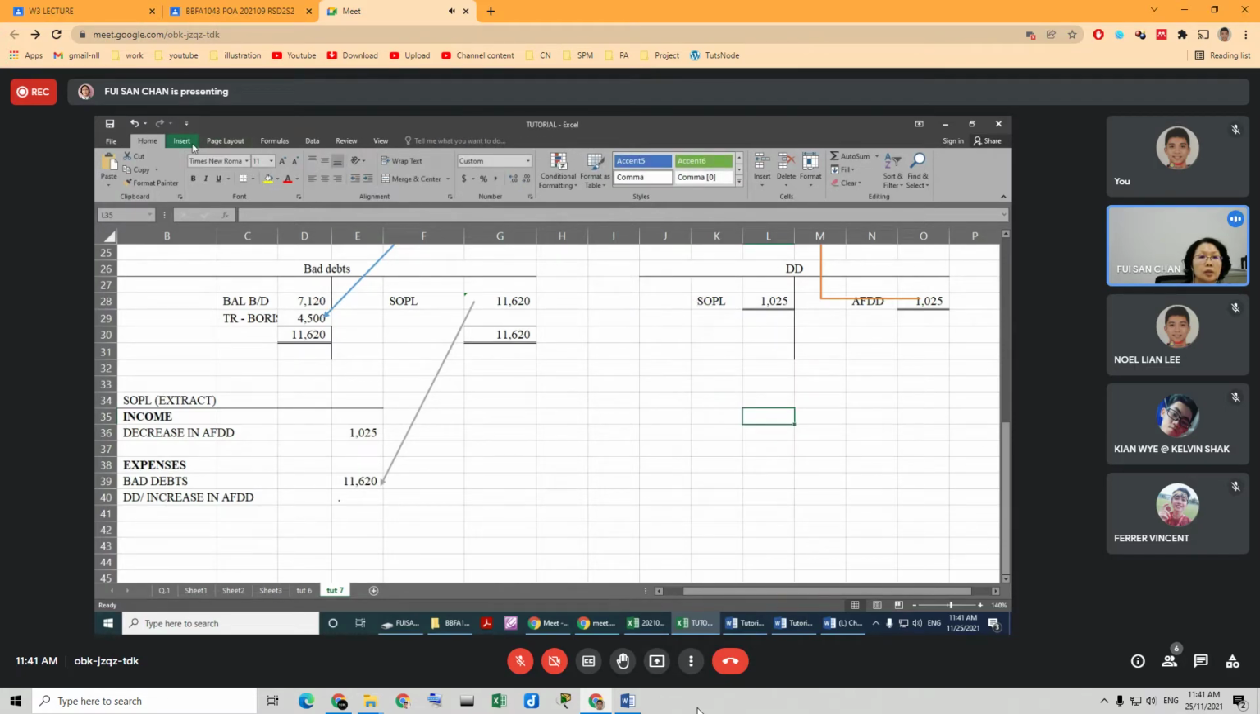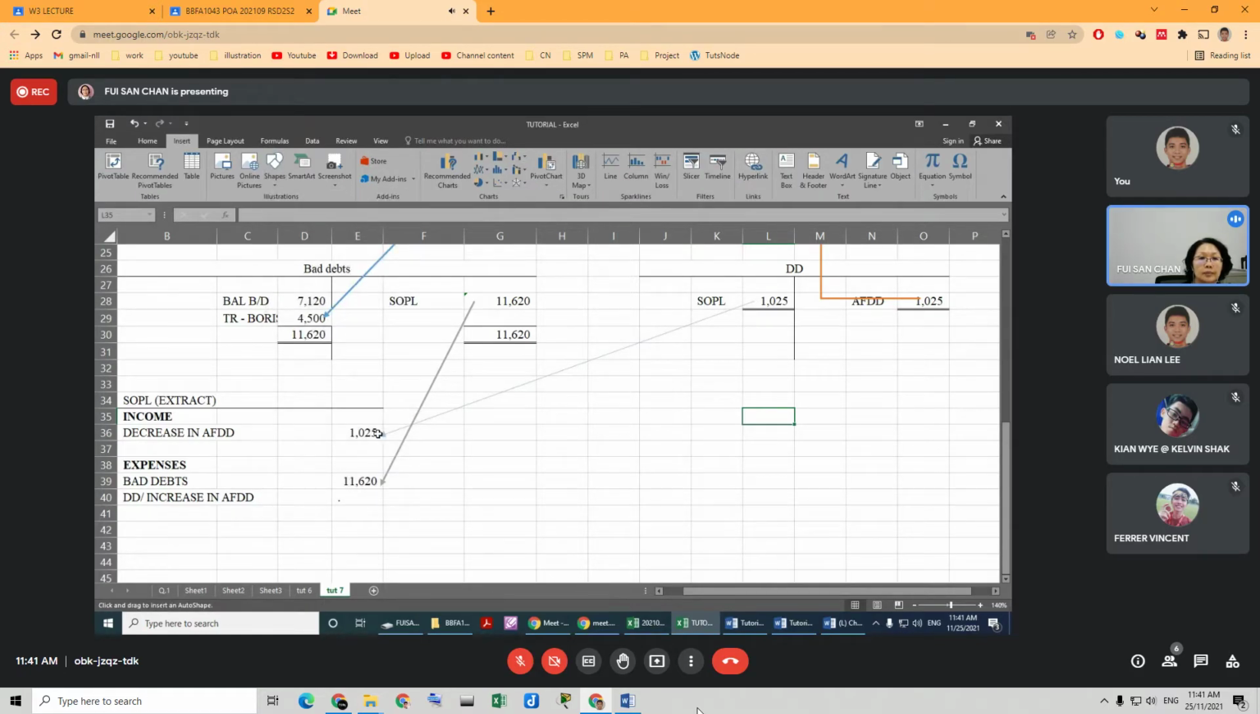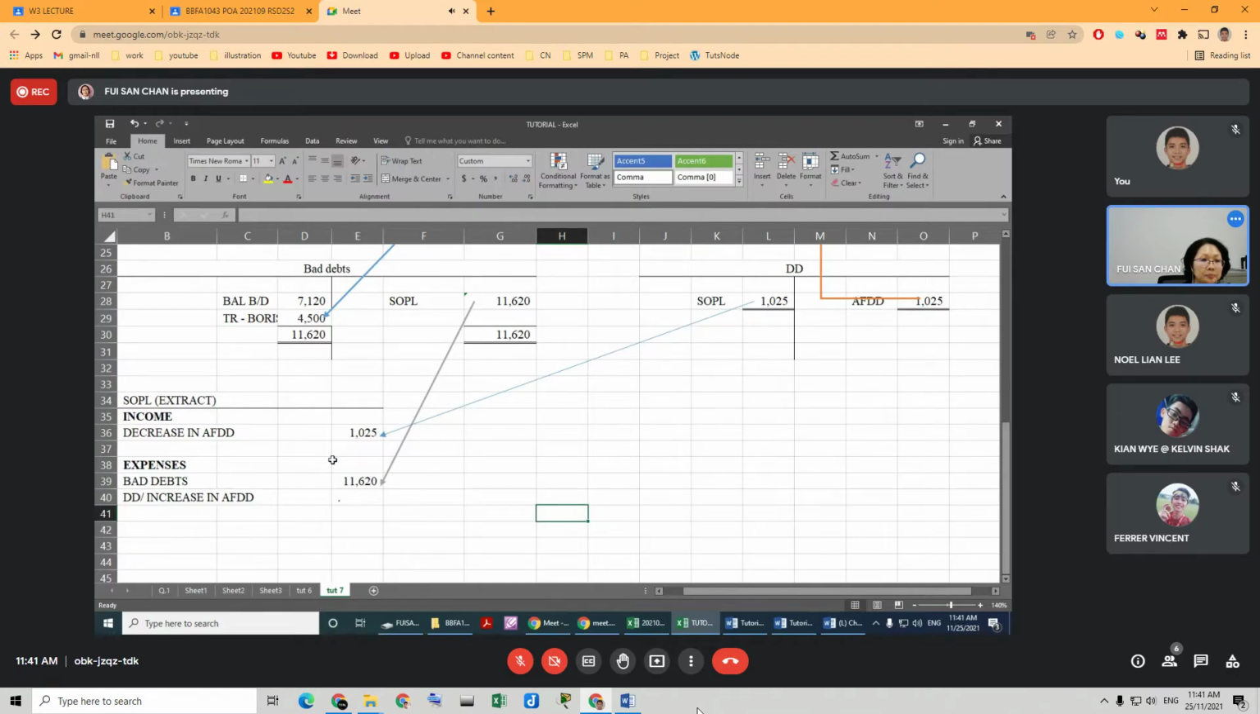The decrease is actually here, right? Decrease is an income. That's okay. So this one don't have. You can only have either one, either decrease or increase. So that's why this one no number. But actually no number, this one just ignore, just delete. Okay, so this is your answer for SOPL. Yeah, for SOPL, this is your answer. Any question?